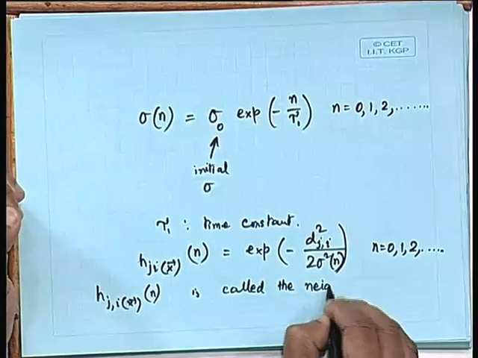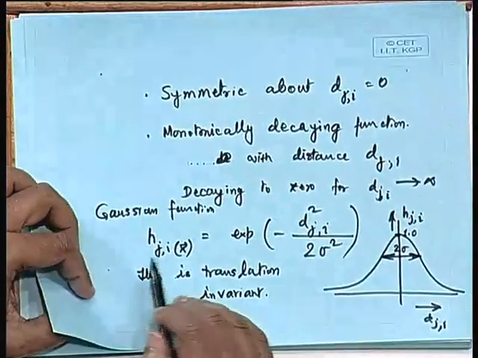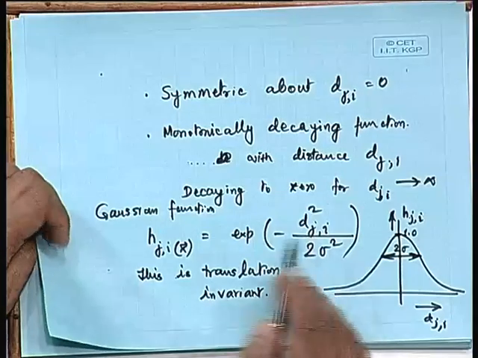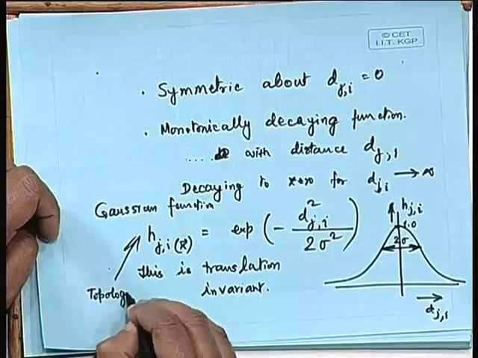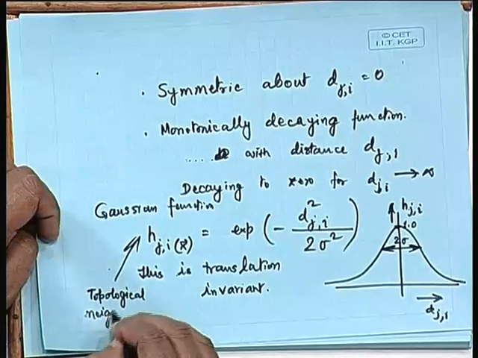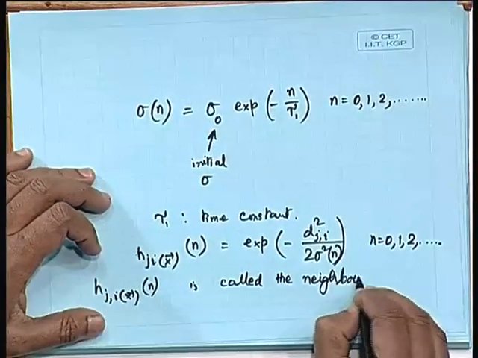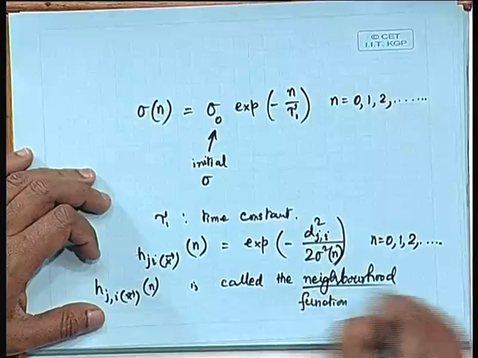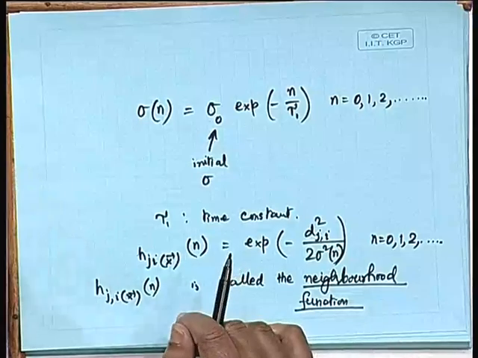Now, I might have already called this h_ji, the fixed h_ji, a function loosely, but terminology wise this is called the topological neighborhood. So, this is the definition of topological neighborhood. Whereas, when h_ji(x) is a function of n, then we are going to call it the neighborhood function. Let us be a little careful about the terminology. This is a function, whereas without this n it is just the topological neighborhood.